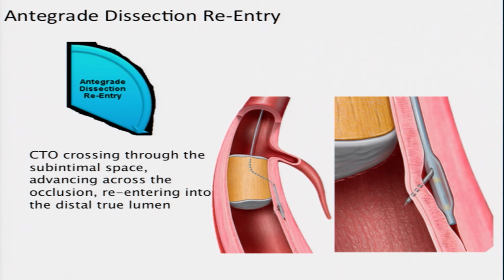CTO interventions have advanced a lot, and this is, apart from the new wires we have and the crossing catheters we have, we also have these techniques of what is called dissection reentry. So we basically push a wire through the plaque and then get into the subintimal space, and there's a catheter called Stingray which allows us to re-enter distally here. And then we actually create a stent in the subintimal space.